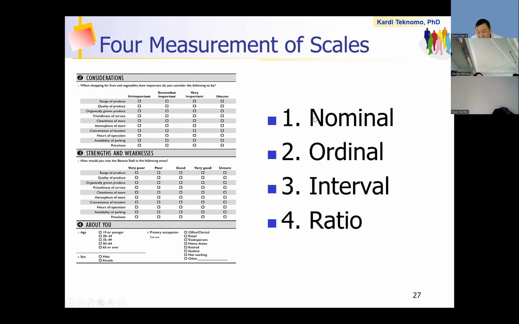Next, we have the four measurement scales: nominal, ordinal, interval, and ratio. These are in order. The highest type is ratio. A little bit lower, you get interval. Lower again, you get ordinal. The lowest is nominal.